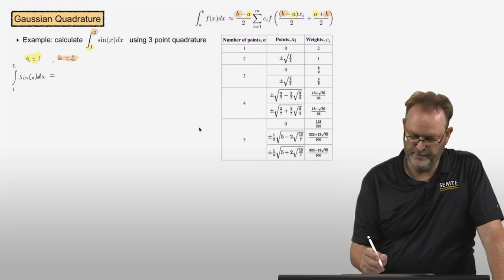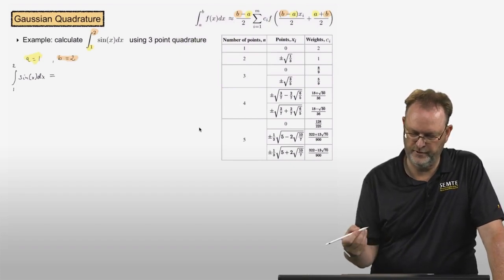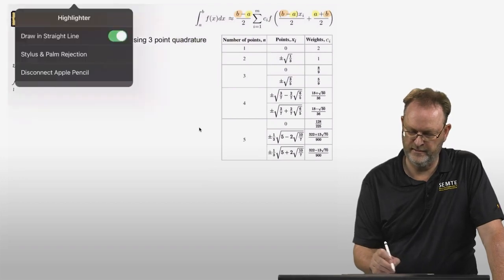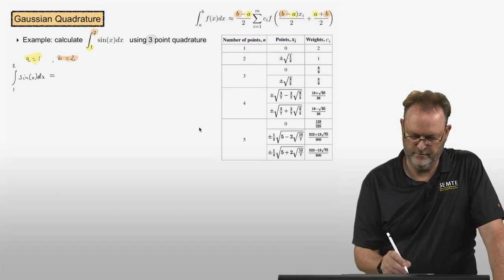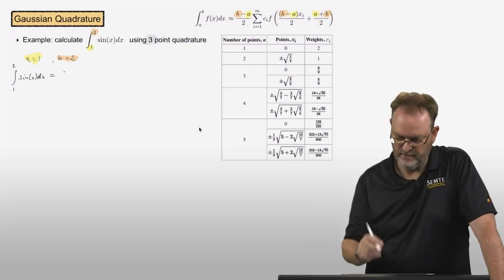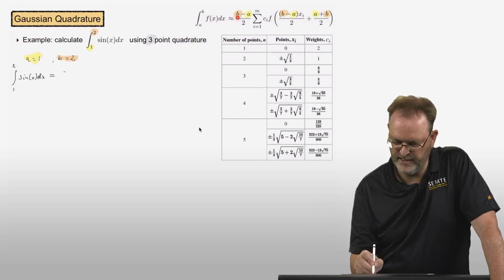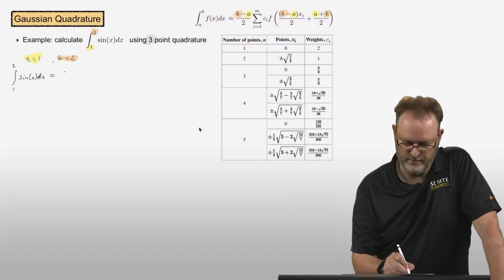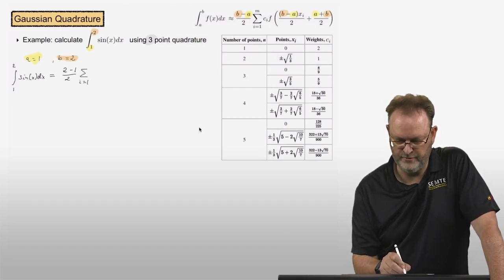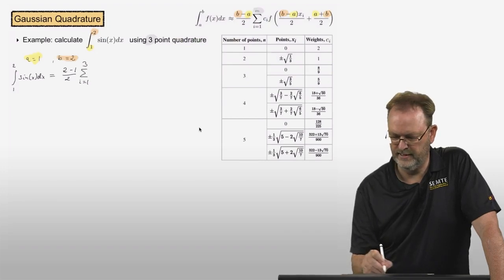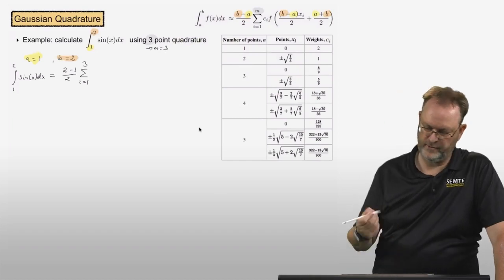And I'm using 3-point quadrature. So 3 points, which would mean that I would have the sum. Well, let's actually use this formula here. So b minus a over 2. So 2 minus 1 divided by 2 times the sum, i equal 1 to 3. That's m is equal to 3. 3-point quadrature, sum of 1 to 3.